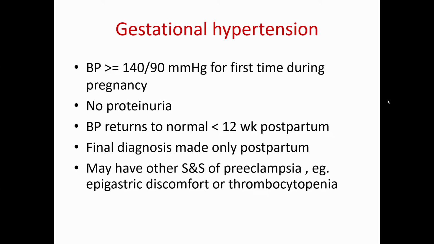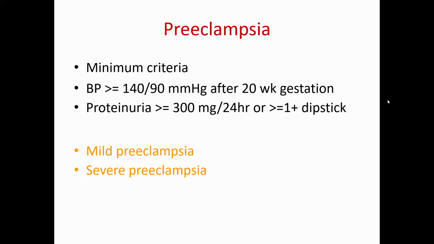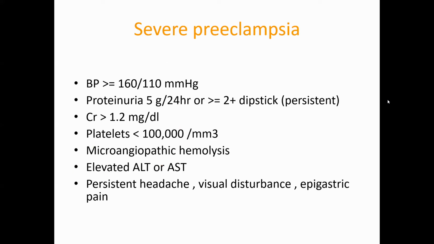There should not be proteinuria. That will be labeled as gestational hypertension. When preeclampsia is there, there should be proteinuria. Hypertension plus proteinuria means preeclampsia. Preeclampsia is again divided into mild preeclampsia and severe preeclampsia.